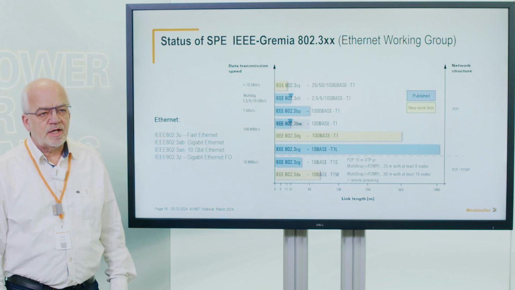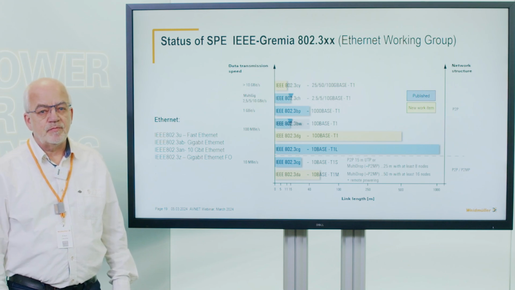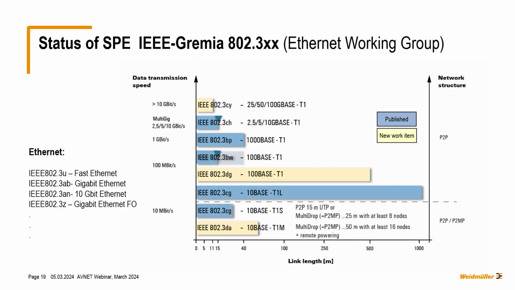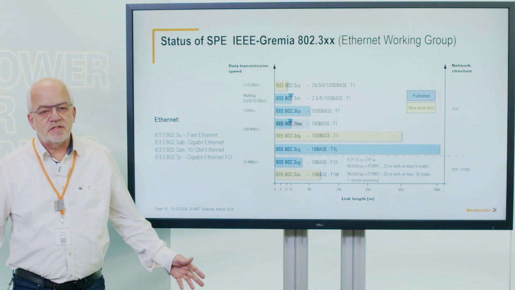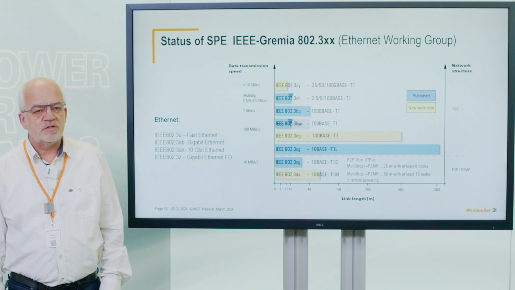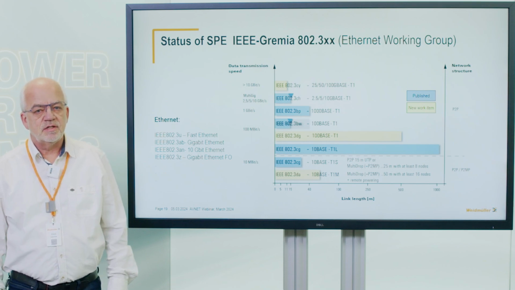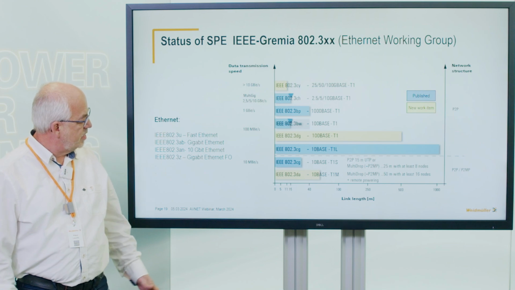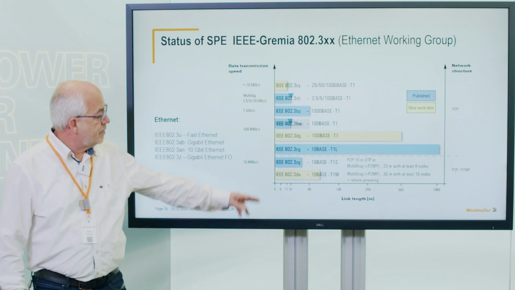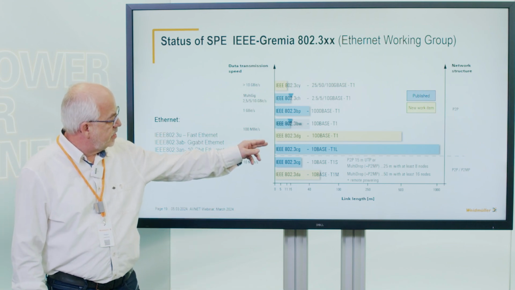Originally, single pair Ethernet comes from the automobile industry because it has been used for years inside cars. And that's the reason we have these two standards which allow up to 15 meters or 40 meters. This is, to be honest, not really interesting for industrial applications. And the one for industrial application is an addition.